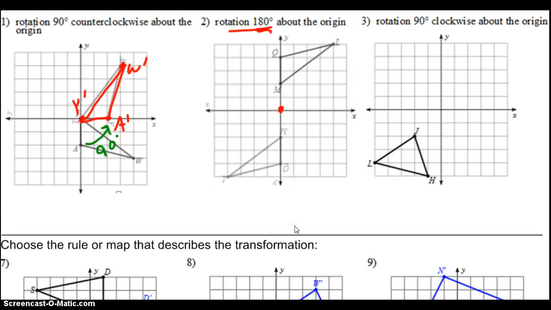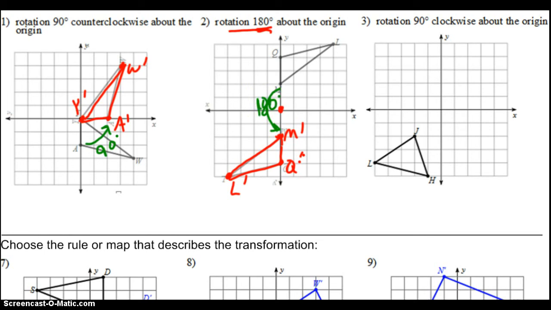So it looks like my new M is going to be right here. So that's M prime. My new Q is going to be here, Q prime. And my new L is going to be right here, L prime. And so you can draw that figure. And again, we did a 180 degree turn right around the origin, 180 degrees right there.